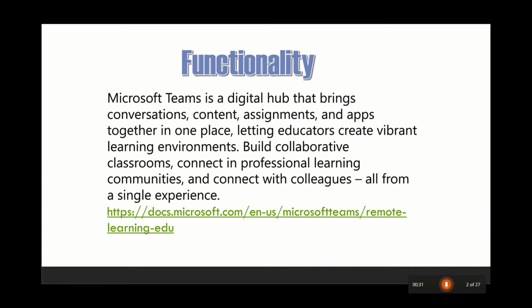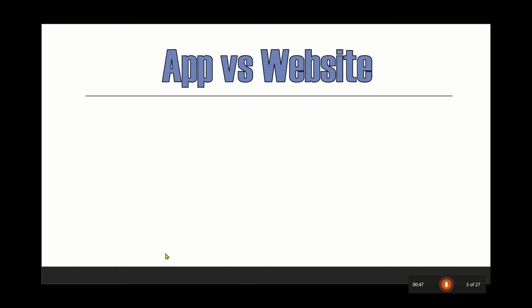So if I said Microsoft Teams is a digital hub that brings conversations, content, assignments, and apps together in one place. Oh, look at what it just told me. It says, hey, try to avoid reading the slides and to summarize my key points. Pretty cool feature here that AI is working for me. So if I would continue through these, see, it's gonna tell me right there.